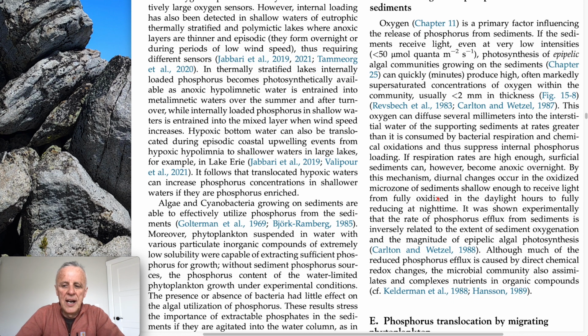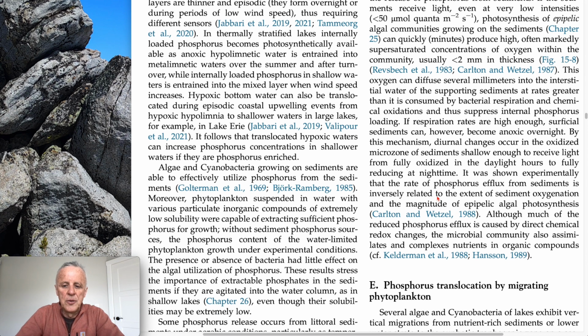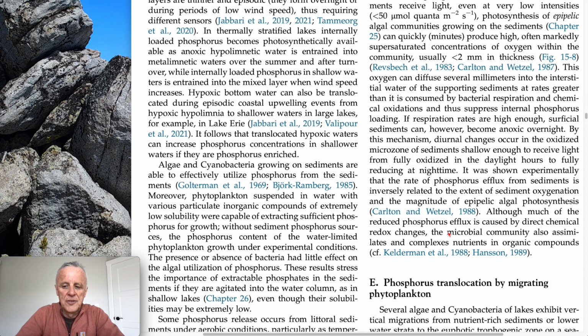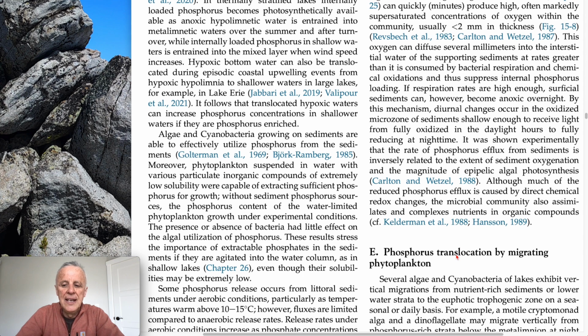If respiration rates are high enough, superficial sediments can, however, become anoxic overnight. By this mechanism, diurnal changes occur in the oxidized microzone of sediments, shallow enough to receive light, from fully oxidized in the daylight hours to fully reducing at nighttime. It was shown experimentally that the rate of phosphorus efflux from sediments is inversely related to the extent of sediment oxygenation and the magnitude of epiphytic algal photosynthesis. Although much of the reduced phosphorus efflux is caused by direct chemical redox changes, the microbial community also assimilates and complexes nutrients in organic compounds.